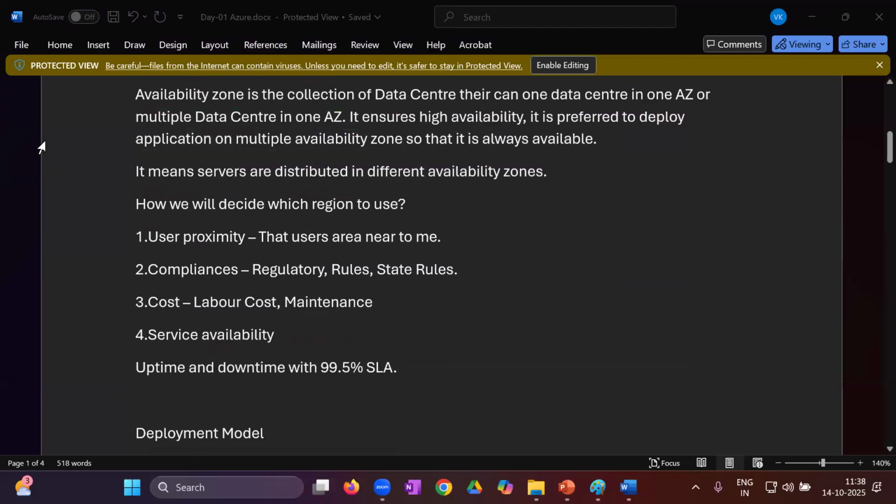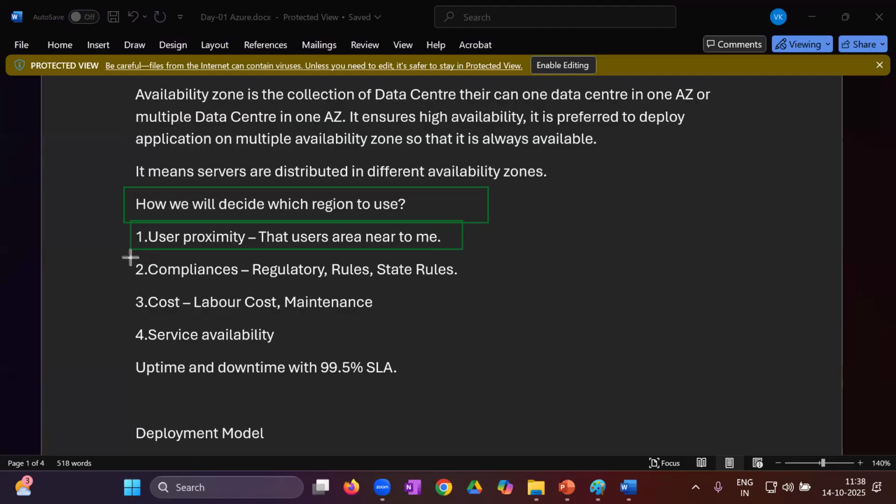Now see what it says. How will we decide which region to use? Like how you decided, I want to upload my data files in this particular region only. What is the condition for that? The first says user proximity. That the user's area is near to me. This is the first condition. That I will try to upload to the location that is nearest to whoever is going to use it.